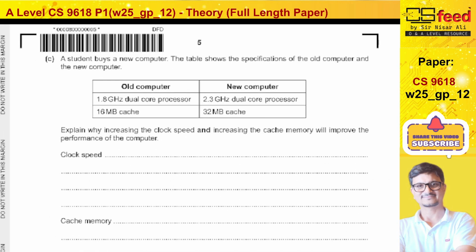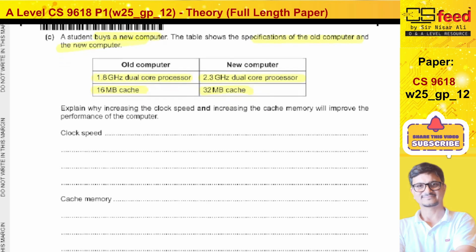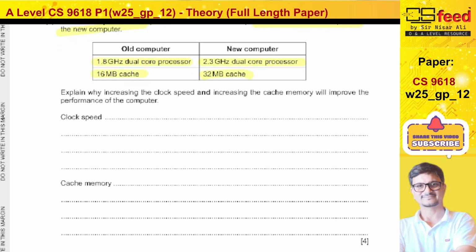Now this question: a student buys a new computer. The table shows the specification of the old computer and the new computer. The old computer was a 1.8 gigahertz dual core processor. The new computer is a 2.3 gigahertz dual core processor, with 16 megabyte cache and 32 megabyte cache. Explain. So this is the difference between the old and the new computer. Now the question here is, why increasing the clock speed and increasing the cache memory will improve the performance of the computer?